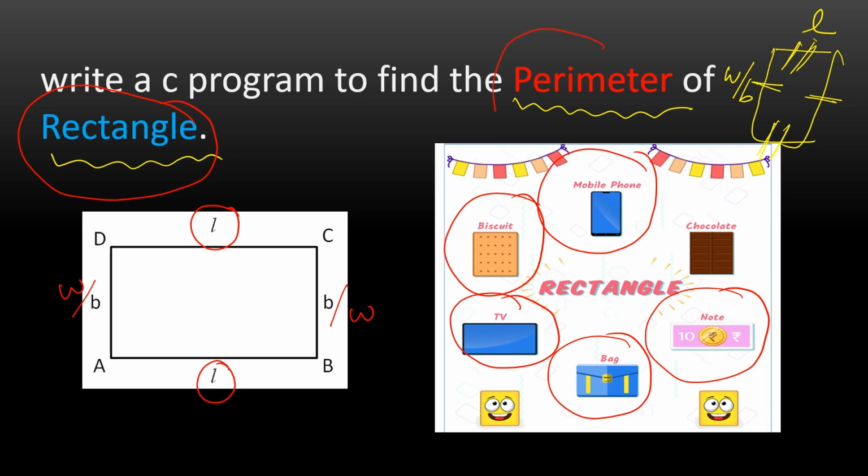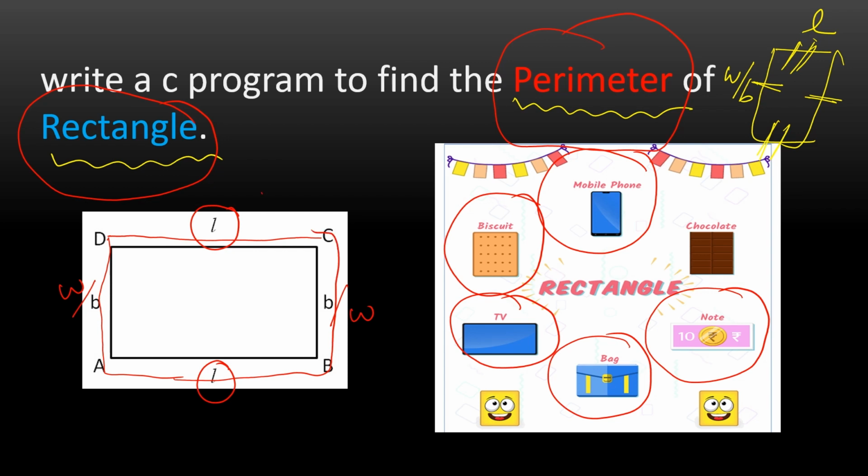Now, what is meant by perimeter? Perimeter is nothing but I need to cover this rectangle. I need to dress up. Like, think I own this rectangle. This is my plot. I want to wear fencing. How much length fencing I need to take?